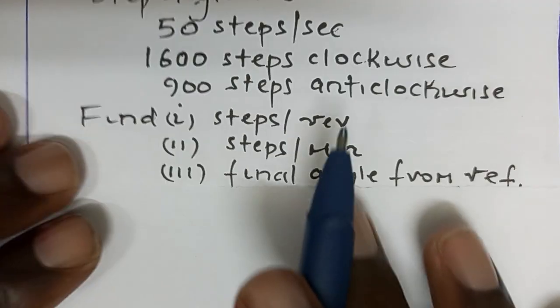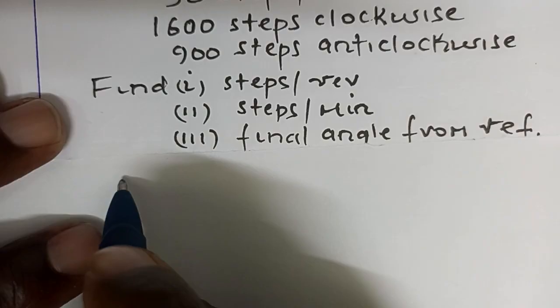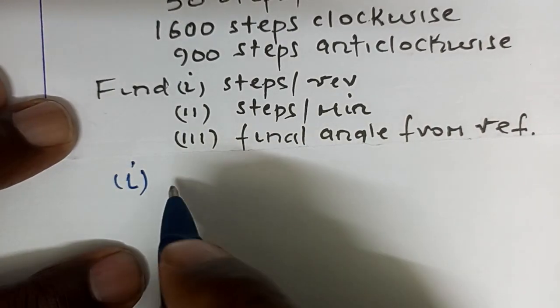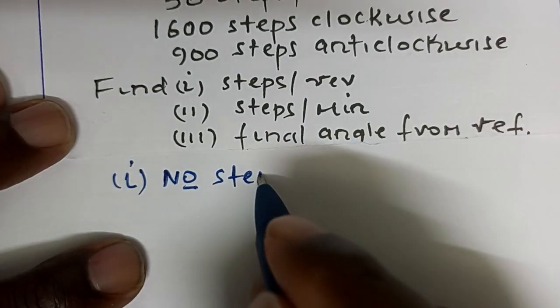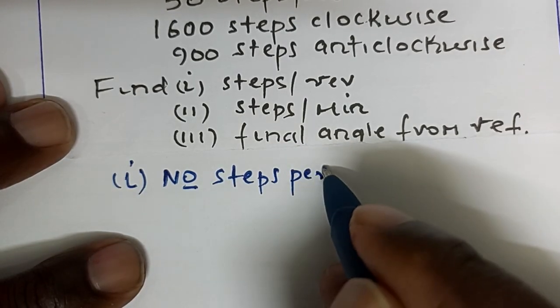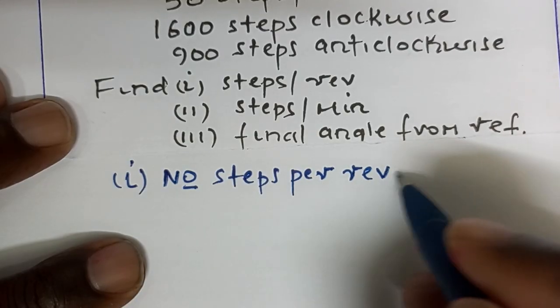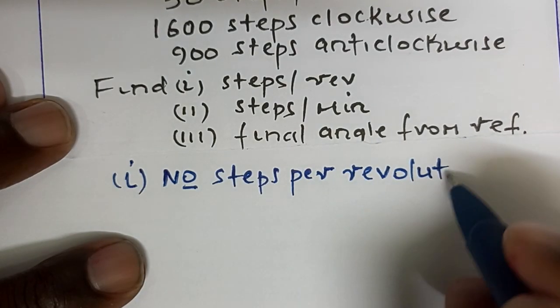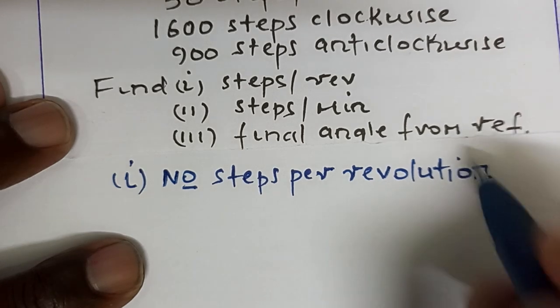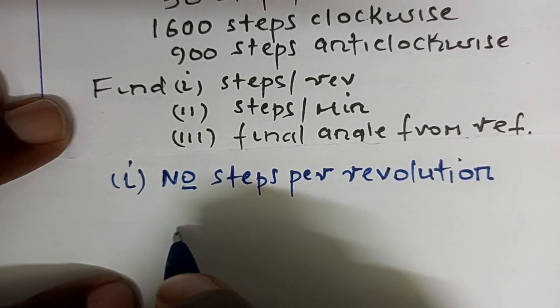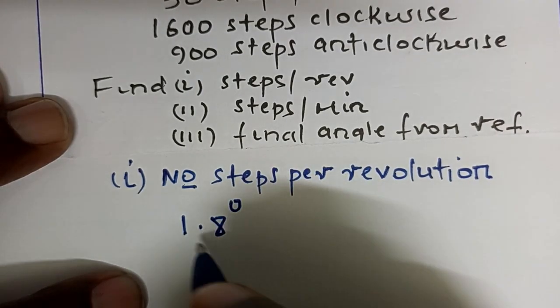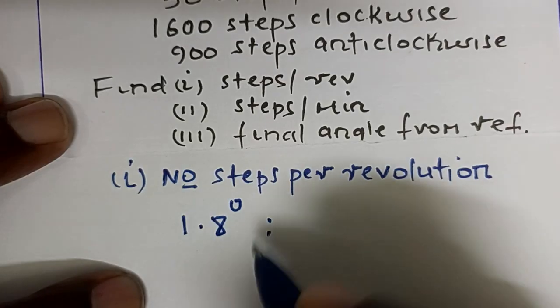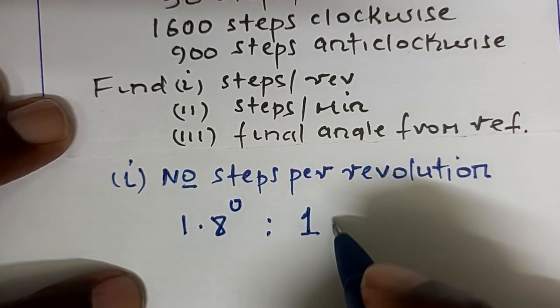And so guys, now we come and do that question, having these details. The first question is the number of steps per revolution. For that, we are going to use the step angle, and the step angle, as we are told, is 1.8. So for one single step, we make 1.8 degrees. So 1.8 degrees is equivalent to one step.